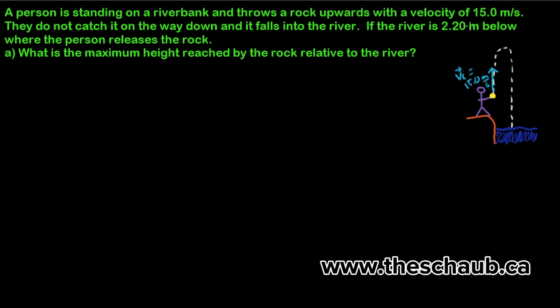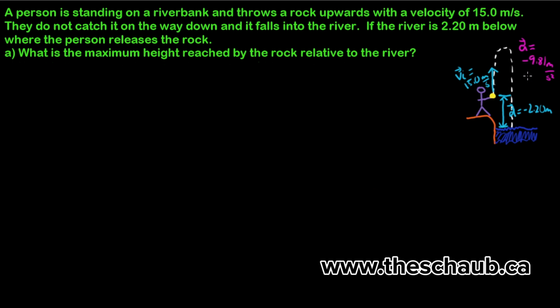The river is 2.2 meters below where the person releases the rock. So from the person's hand here to the river is a displacement of negative 2.2 meters because it's downwards. Because it's not otherwise stated in the question, we can assume it's happening on Earth. So we have an acceleration due to gravity equal to negative 9.81 meters per second squared, negative because gravity goes downwards.